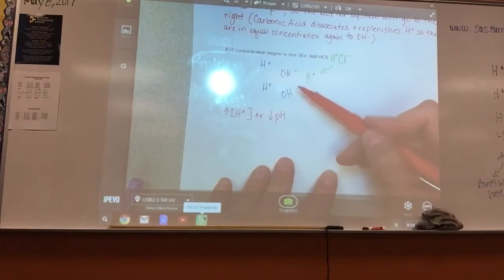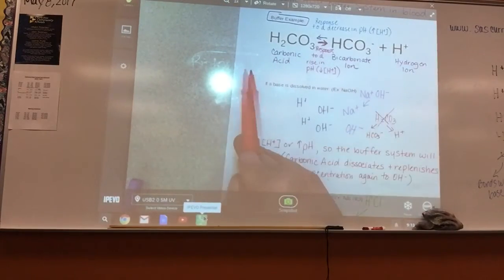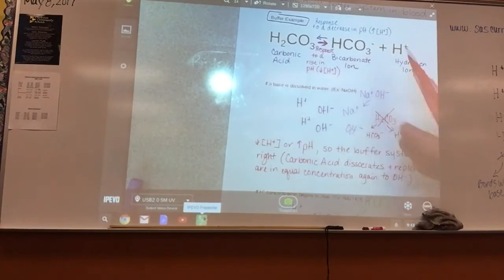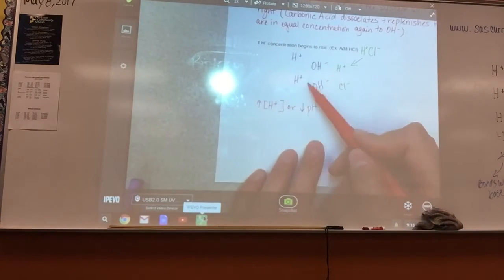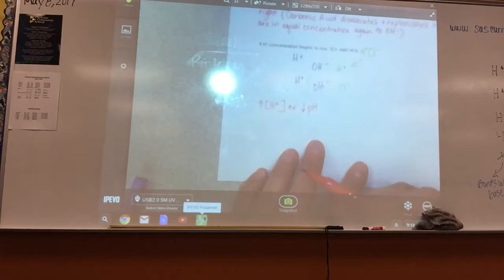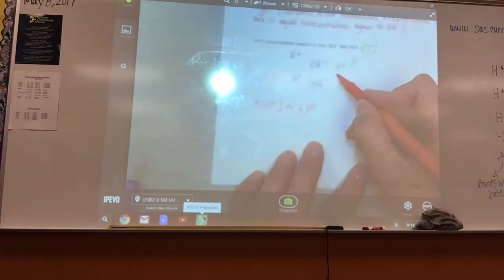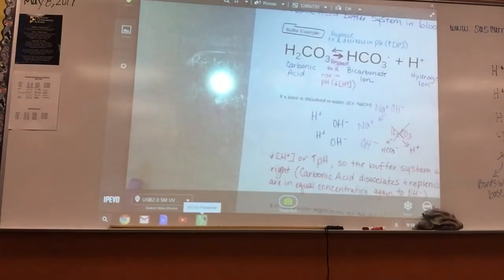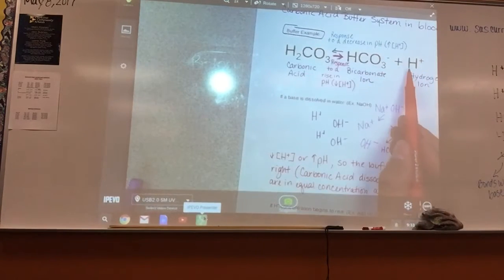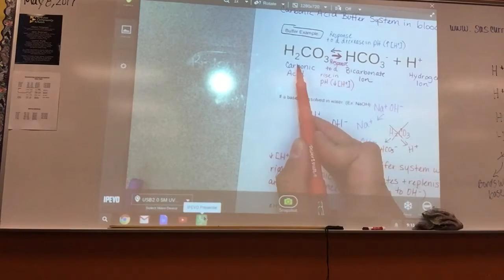Well, we could add OH negatives, but that's not what this buffer system does. This buffer system is adding no OH negatives. So the only thing we can do to bring this H plus ion concentration down is to take away H pluses. So therefore, what removes the H pluses, in which direction? The left. The H pluses will rebind to the bicarbonate ion and form carbonic acid.